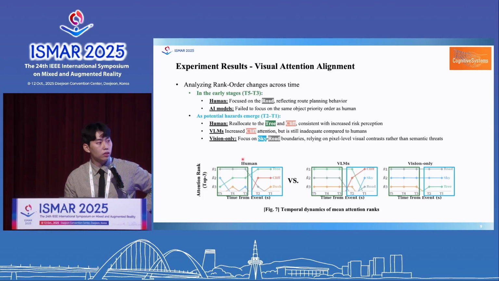In the early stage, in the green boxes in each figure, humans focus on the road, but the AI models don't focus on it at all. And the most potential hazard comes in the last part. In the last part, the blue box, humans reallocate their attention to the threat, like here, the tree and cliff. The VLM also increases attention to the cliff, but it is not enough compared to the humans. And the vision-only models do not change at all.